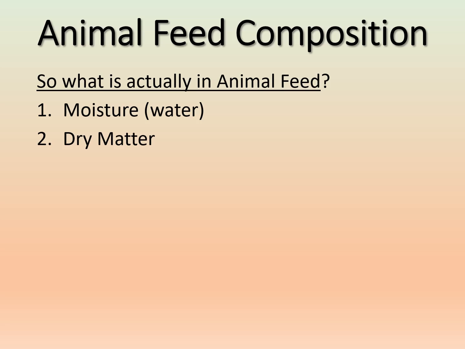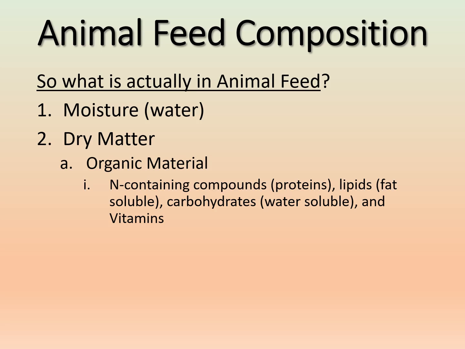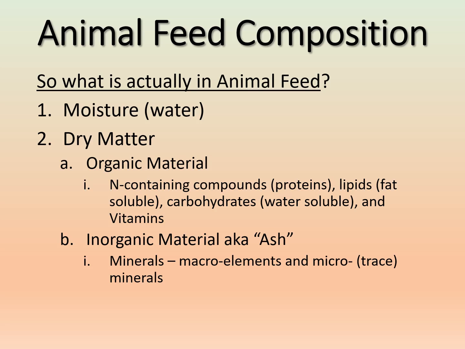So what is actually in animal feed? How do we actually assess what is in these products? Number one, there's going to be water in the animal feed, some amount, and we call that moisture. Two, we have the dry matter. What is the dry matter made of? It's going to be made up of organic material and inorganic material. The inorganic material they also refer to as ash.